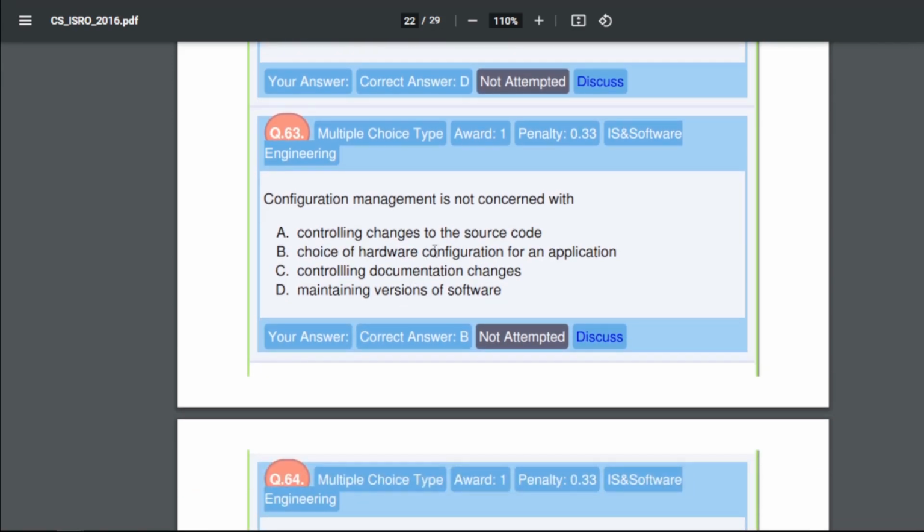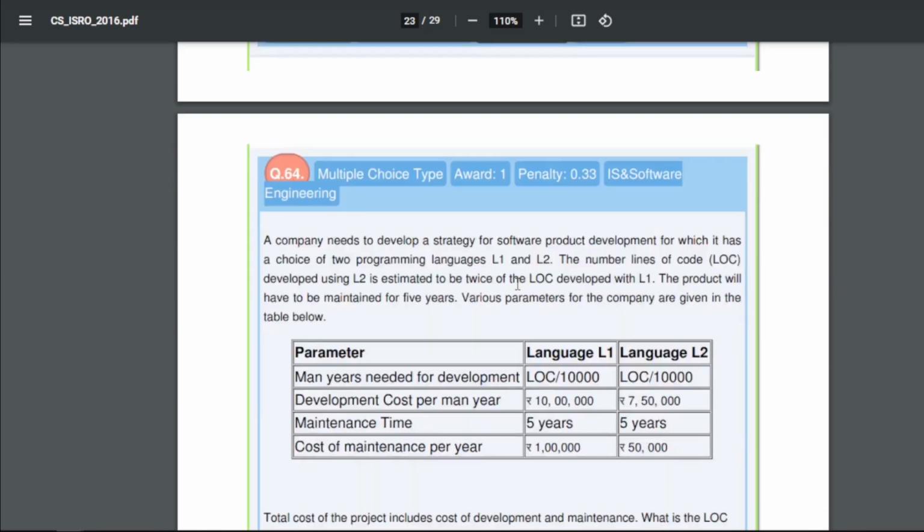63: configuration management is not concerned with what? Basically, configuration management is not concerned with B, that is, choice of hardware configuration for an application, right? So configuration management is not concerned with choice of hardware configuration for an application.